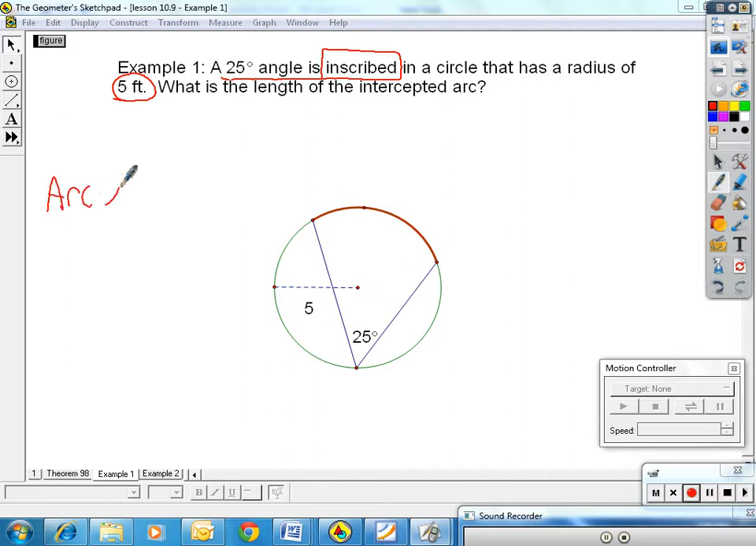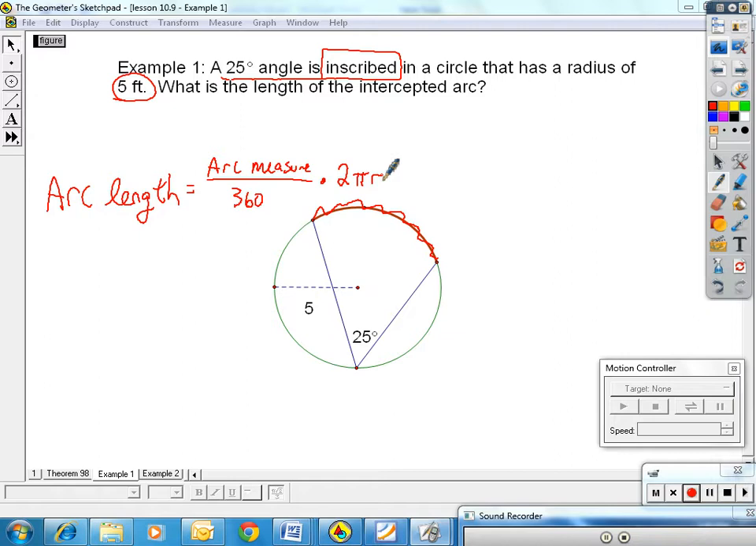The arc length, and the arc length that I'm referring to here is this red one. That arc length right there is going to equal the measure of the arc. So I need the arc measure divided by 360. Then I'll multiply it by the circumference, 2 pi r.